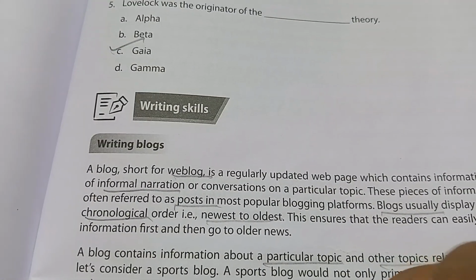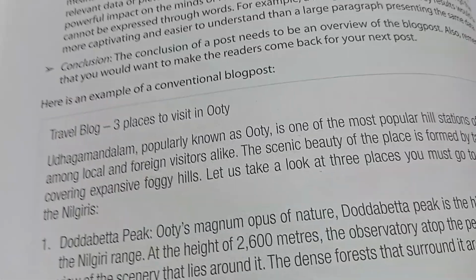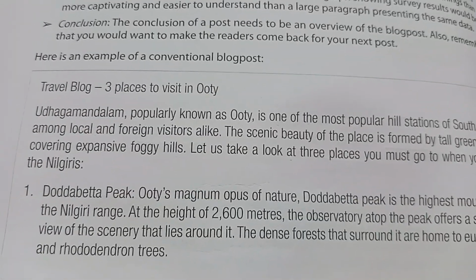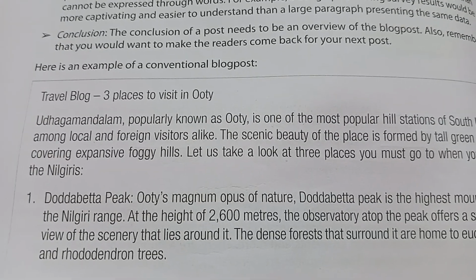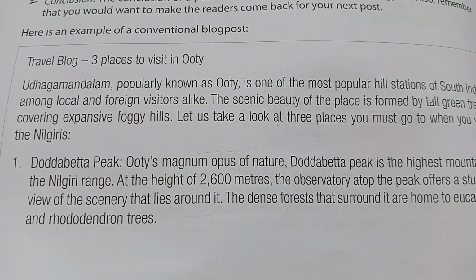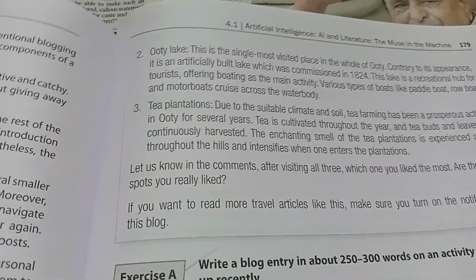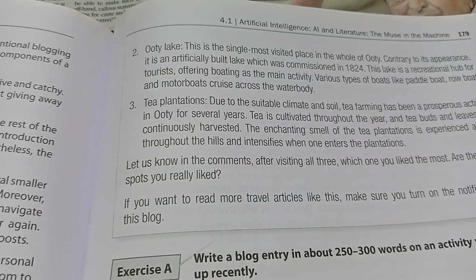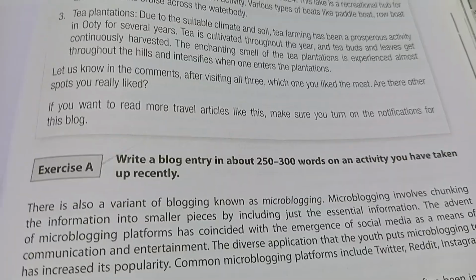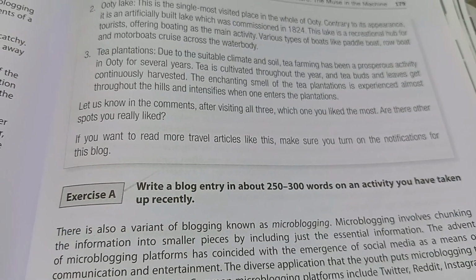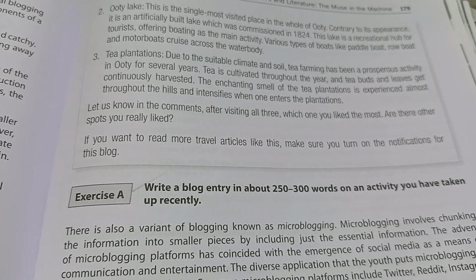So in your exam, we're going to ask you some questions. We have some examples given for you. You can learn them also and keep them. Okay, and see, it is a travel blog. They are trying to give you examples about Thottabetta Peak, then about Ooty Lake, tea plantations, all this they have said. You can learn all this and keep it for your blogs. And here: write a blog entry in about 250 words on an activity of your own that you have done recently.